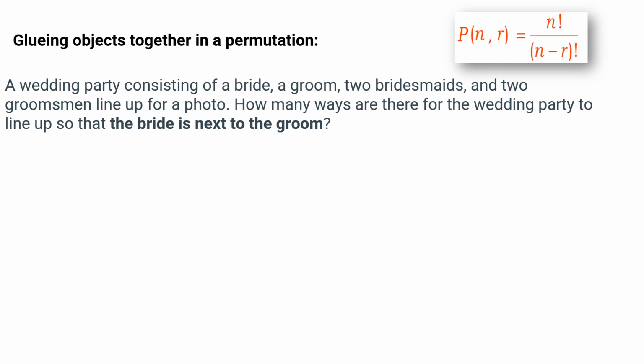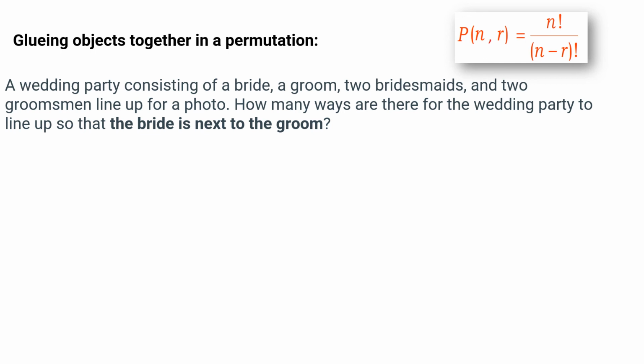Now we could make things a little bit more complicated, and we'll call this type of problem gluing objects together in a permutation. So let's read this problem and you'll see what we mean. A wedding party consisting of a bride, a groom, 2 bridesmaids, and 2 groomsmen line up for a photo. How many ways are there for the wedding party to line up so that the bride is next to the groom? Now, obviously, it wouldn't make sense to have a wedding photo where the bride and the groom aren't standing next to each other, right?